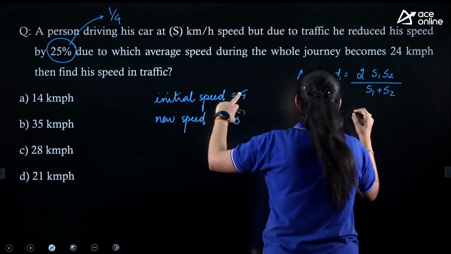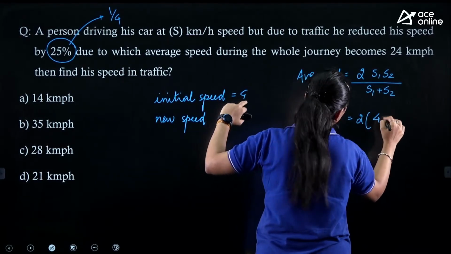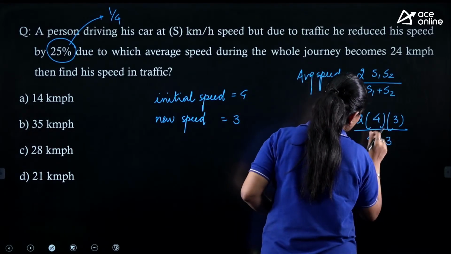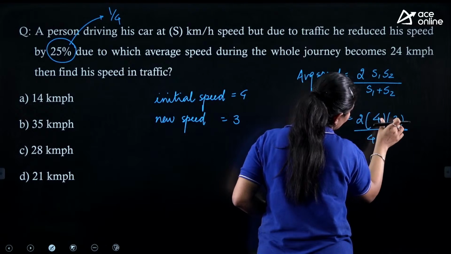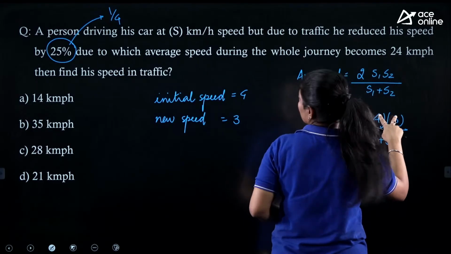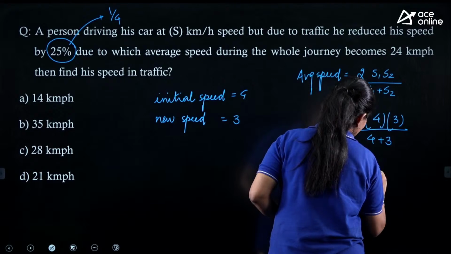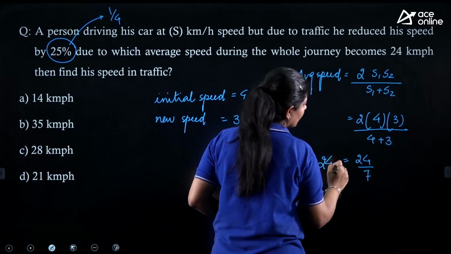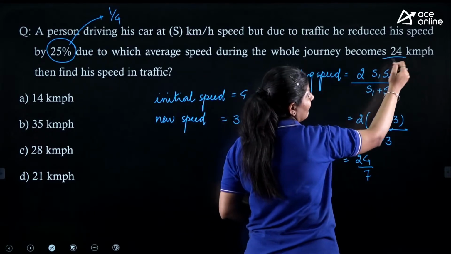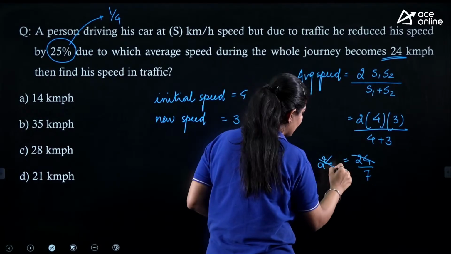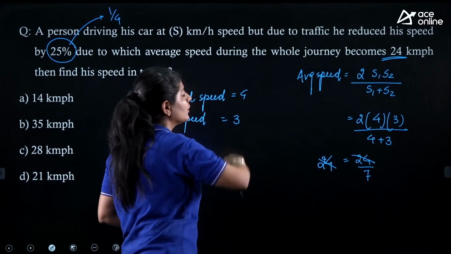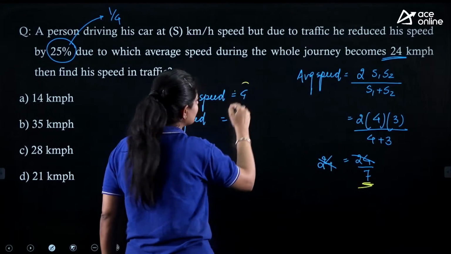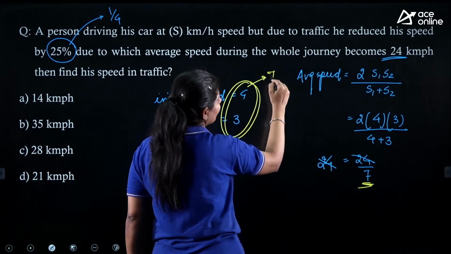I simply substitute the values over here: twice of 4 and 3, and over here we have 4 plus 3, which is nothing but 7, and 12, 20, wait, 12 and 24 by 7, right? And this thing is actually given as 24. As the average speed is given as 24, this value is present on the multiple of 7. As we got our value as 7, that means this value is a multiple of 7, right?